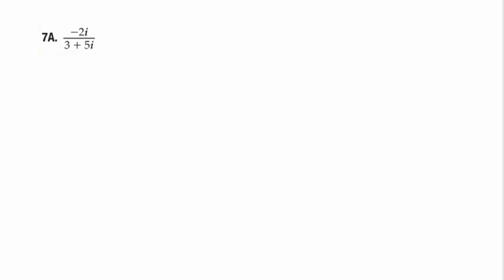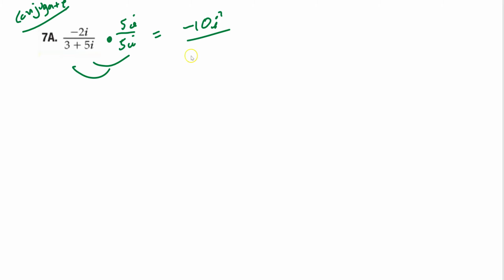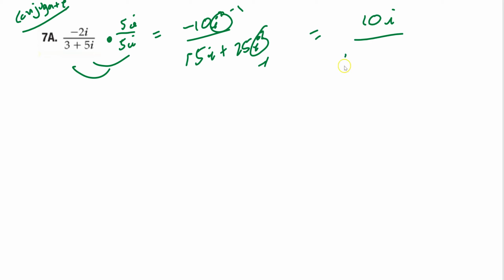But what if I give you something like this? This is the only thing I care about, because on this thing we need the conjugate. But let me explain why. Let's do what we did before. Let's multiply both by 5i. On top you're going to get negative 10i squared. On the bottom you're going to get 15i plus 25i squared. Negative 1, negative 1, 10i over 15i minus 25. You see the problem here? That's still there. So that doesn't solve a thing.